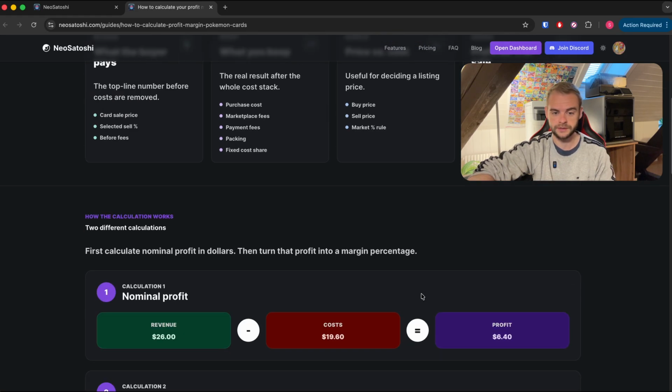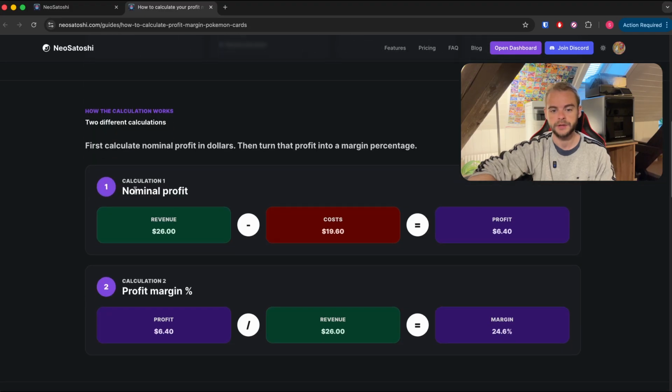But first you can see the usual calculation is you have the revenue, then you subtract all your costs you have, and then you end up with your profit. Very simple. And then the profit margin, you just take your profit and divide it by your revenue. And then you end up with a percentage. And in this case, this is your margin then. Okay, now let's see an example, then it's easier to understand.